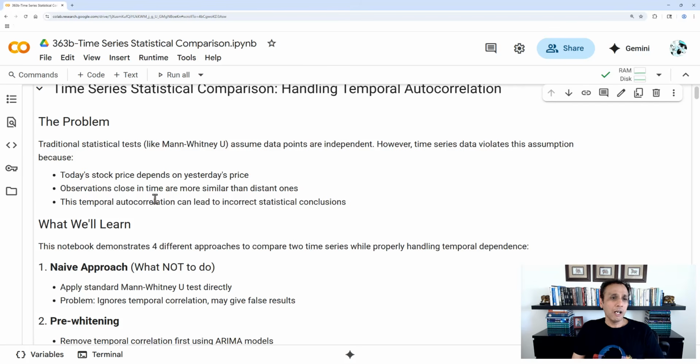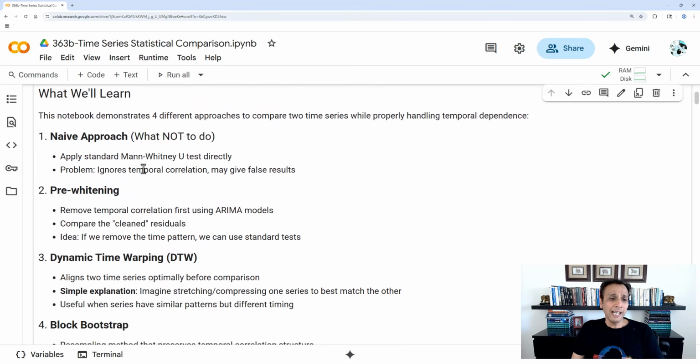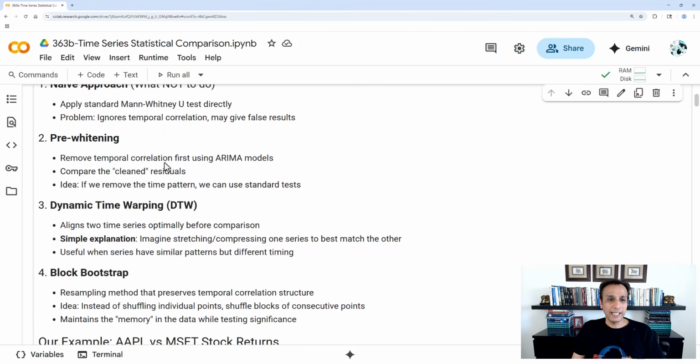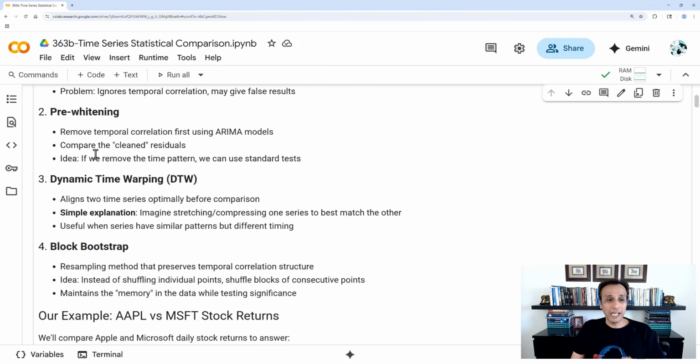As you can see, of course, the goal here is the time series statistical comparison, and the top part is basically what you saw in our presentation. We are going to work with a naive approach. Of course, this is what not to do when you have time series: a basic Mann-Whitney U test without doing anything. And then we do some pre-whitening, of course, as I mentioned. Remove temporal correlation. Let's use ARIMA models for now. And then go ahead and perform your Mann-Whitney U test, right? So again, the idea here is if we remove the time pattern, then we can actually use standard tests on the residuals, whatever is left over.